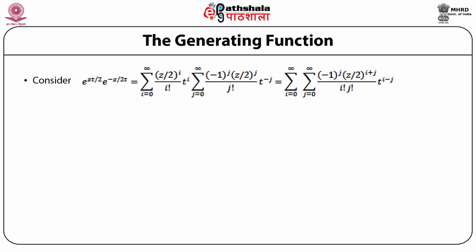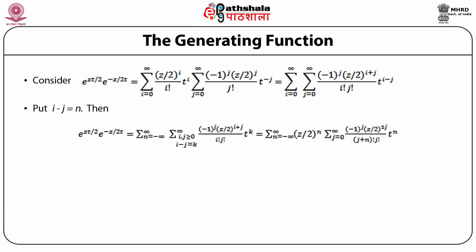So, e raised to power zt by 2 into e raised to power minus z by 2t is equal to summation over i going from 0 to infinity of z by 2 raised to power i divided by i factorial into t raised to power i, into summation over j going from 0 to infinity of minus 1 raised to power j into z by 2 raised to power j into t raised to power minus j by j factorial, which is equal to summation over i going from 0 to infinity, summation over j going from 0 to infinity of minus 1 raised to power j into z by 2 raised to power i plus j into t raised to power i minus j divided by i factorial into j factorial.